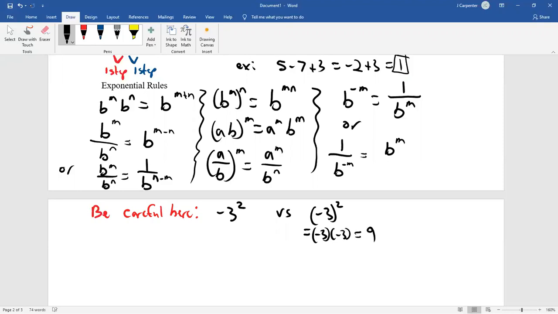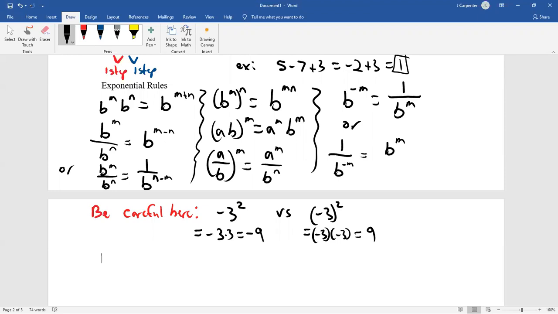which would be +9. But this -3 squared, because there's no parentheses, mathematically the negative is not part of the exponent, believe it or not. That's the way it works. So this is really -3 times +3. The negative is just this negative, and then we're squaring the 3. A negative times a positive is a negative. Major difference there.